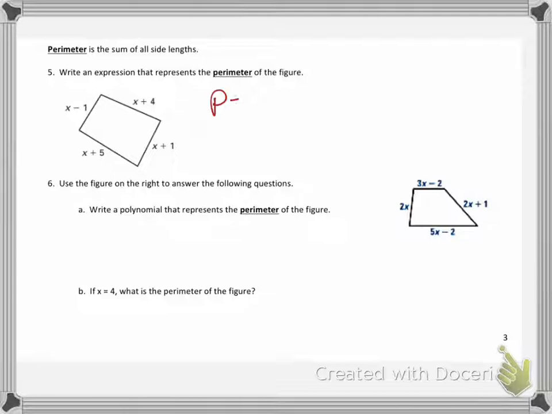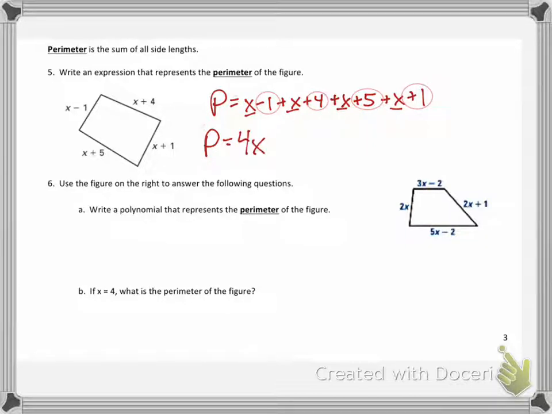All I'm going to do is this. I'm going to take my four sides. I have x minus 1 plus x plus 4 plus x plus 5 plus x plus 1. That's going to be my initial expression to write. Again, all I'm going to do is combine my x's and then combine my constants. So I have 4x, x adds up to 4x. Add up my numbers, that comes out to 9. My perimeter is going to be 4x plus 9.